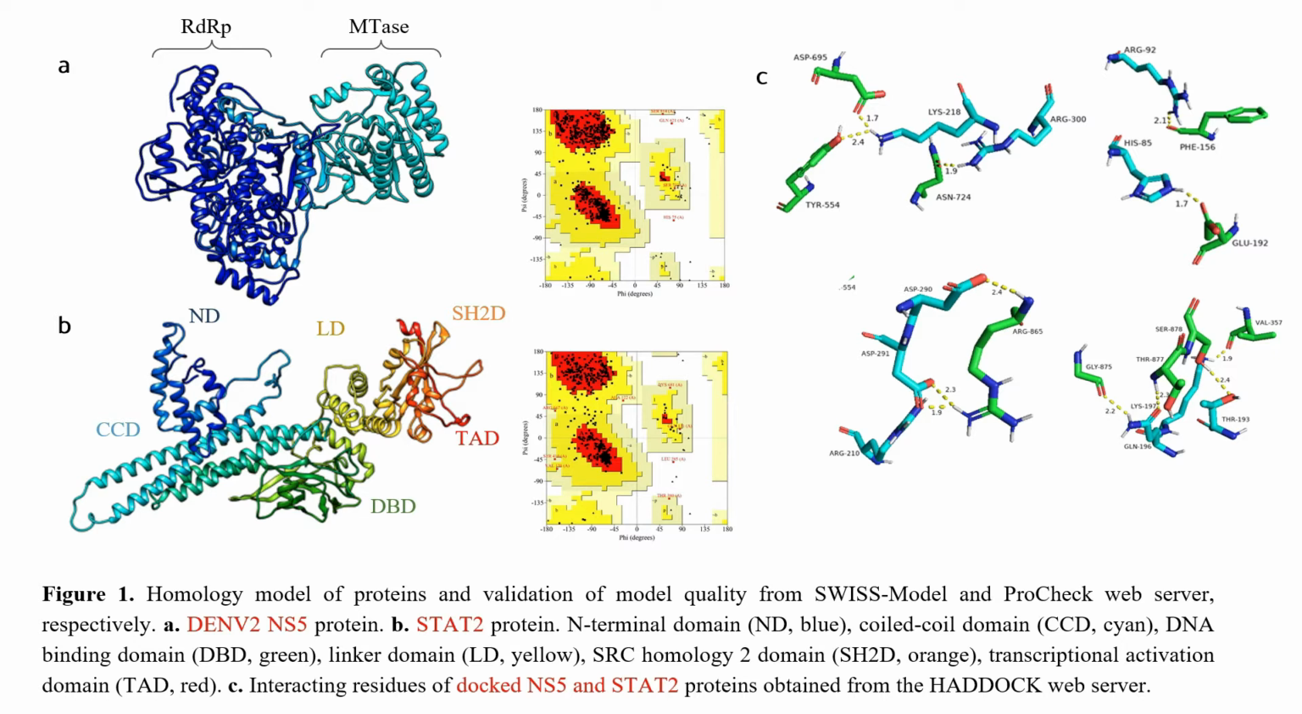Based on the Ramachandran plot, 94.3% of NS5 protein amino acid residues were in the favored region, while 2 amino acids which were not crucial in the study were in the disallowed region. 90.2% of STAT2 amino acid residues were in the favored region, while 1 amino acid was found to be in the disallowed region. Docking analysis between both proteins revealed the crucial involvement of the coiled-coil domain of STAT2, encompassing amino acids 137 to 316, with both NS5 domains.